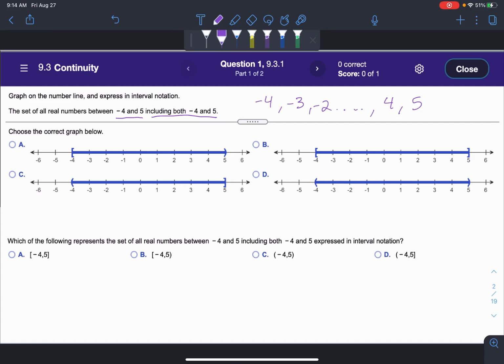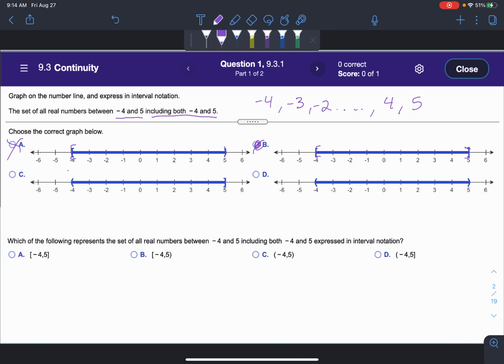So let's look at the graphs that we have here. So A has that range that I wrote down, but notice how this is a bracket, which means we include that number, and this one's a parentheses, which means we don't include that number. So A is not the answer here. But looking at B, we see that we have a bracket on the -4 and a bracket on the 5, which means we want to include both. So B is our answer.